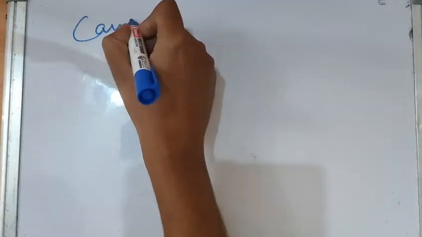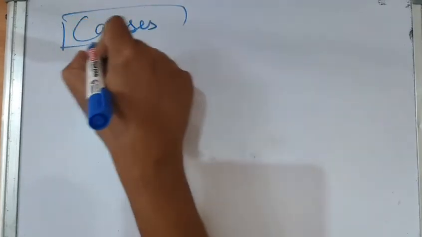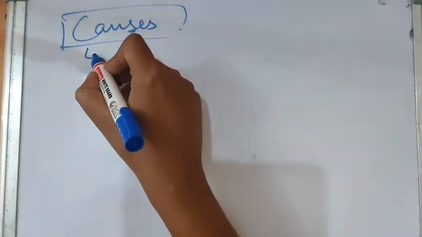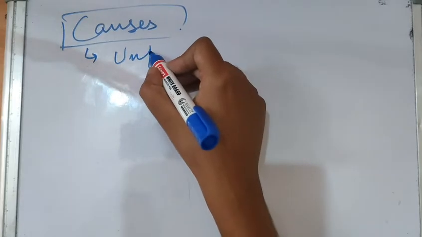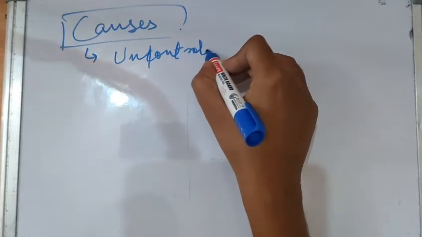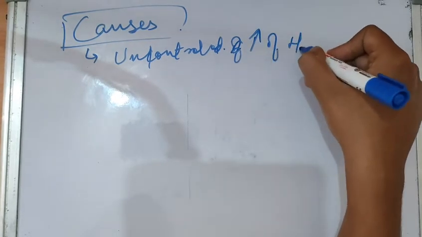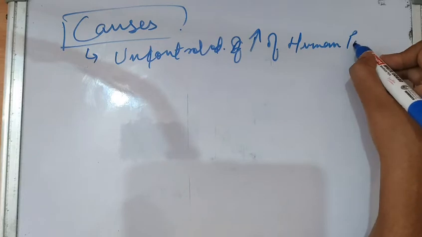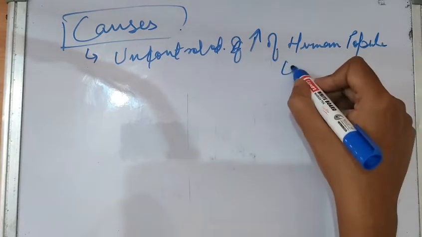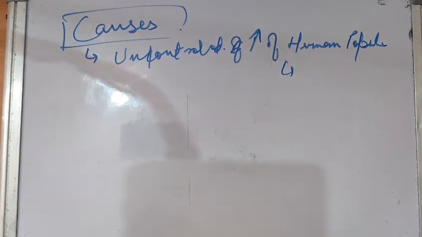So, what are the major causes of environmental pollution? First of all, a very important cause, that is uncontrolled growth of human population. Our population is rising day by day. The population of the world has reached 8 billion, and India, by 2023, is going to become the world's most populous country, as per reports.